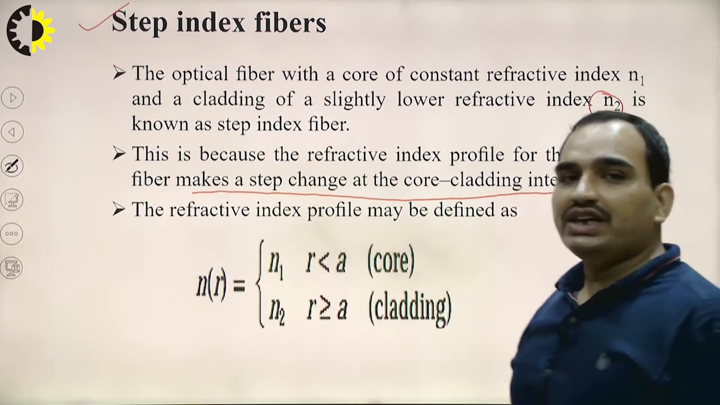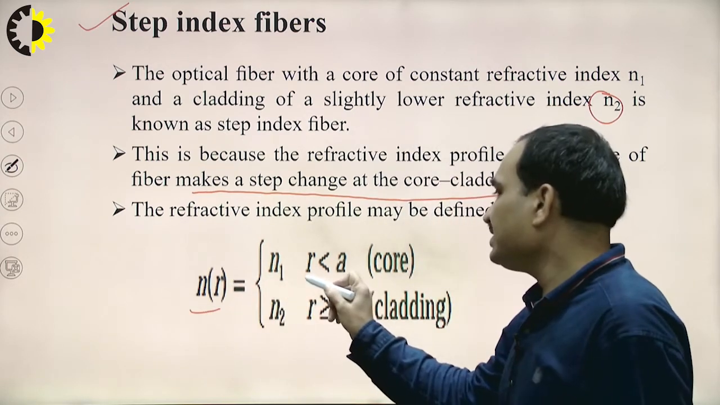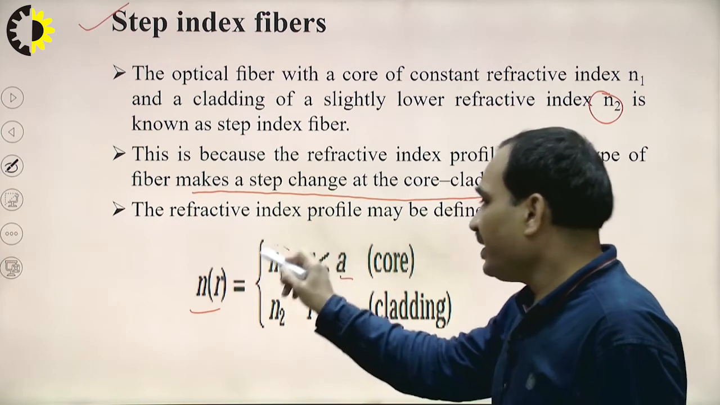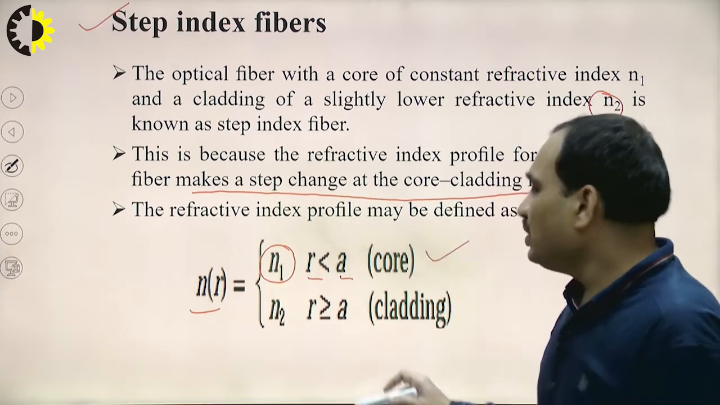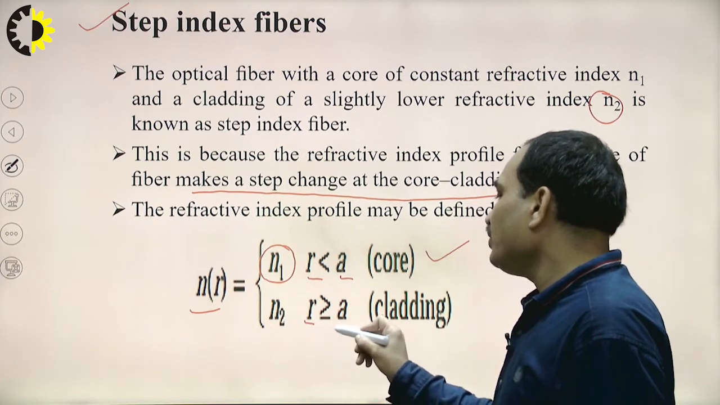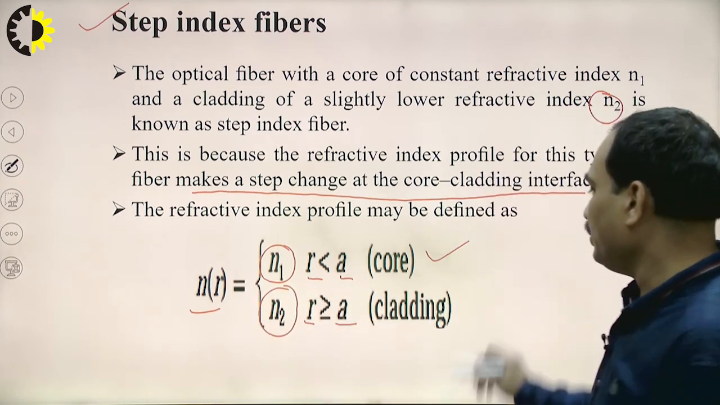The refractive index profile may be defined as n(r) for a given radius. For r less than the core radius a, we have the refractive index profile given by N1 for the core. For the cladding, where the radius is greater than or equal to the core radius, we have the refractive index profile N2 for the cladding.